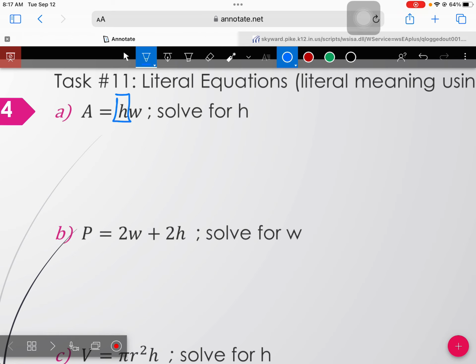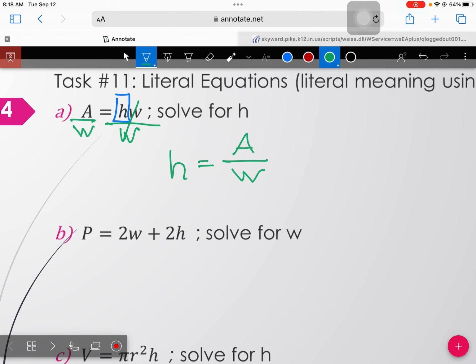All right, so we are solving for H. I want to get H by itself. Right now, H is being what? What operation is happening with H? It's multiplied, so we want to undo that, and so we will divide by W. And whatever you do on one side of the equation, you do to the other. H is equal to capital A divided by W.